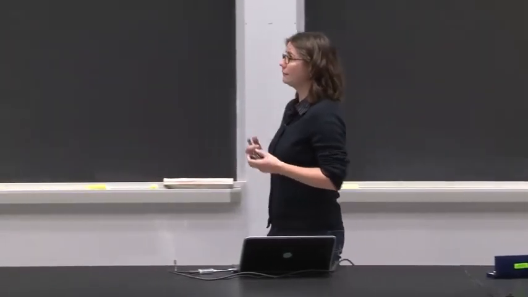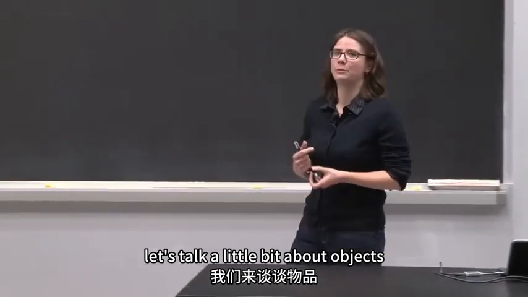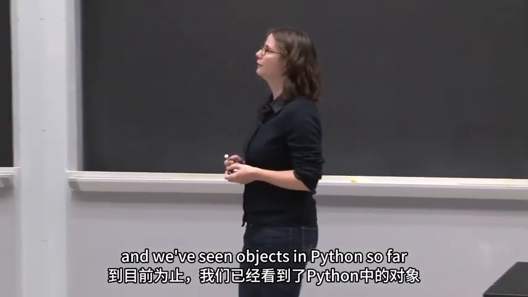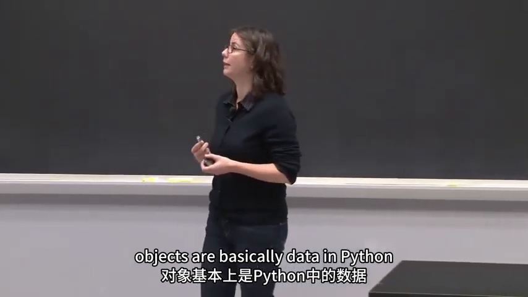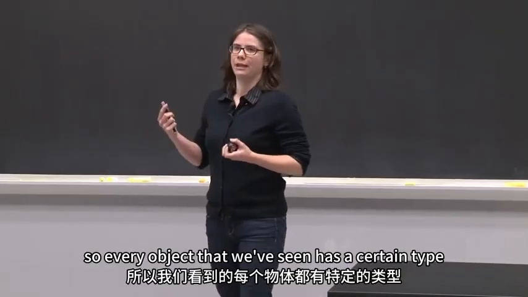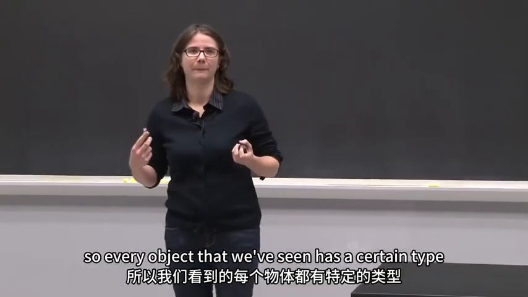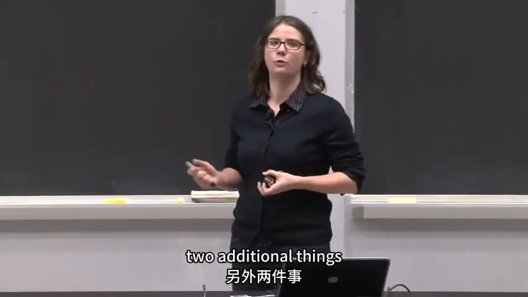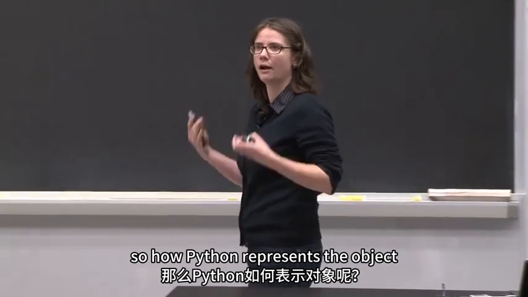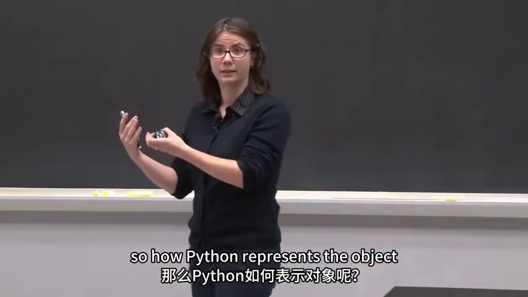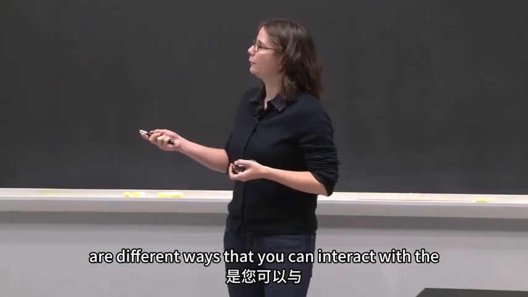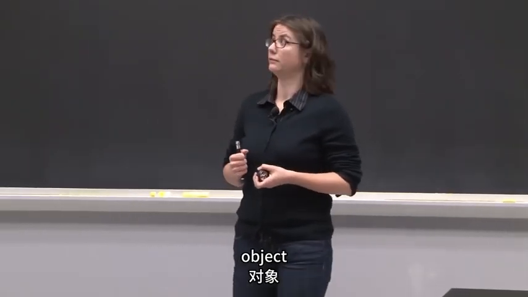So let's talk a little bit about objects. And we've seen objects in Python so far. Objects are basically data in Python. So every object that we've seen has a certain type. Okay, that we know. Behind the scenes, though, every object has these two additional things. One is some data representation, so how Python represents the object behind the scenes. And what are different ways that you can interact with the object.